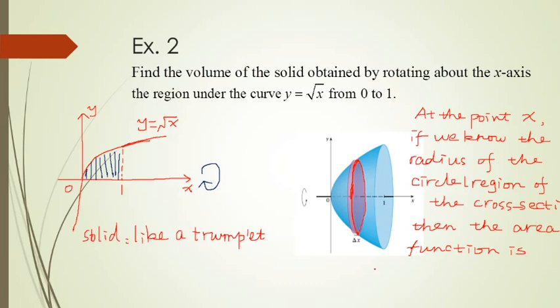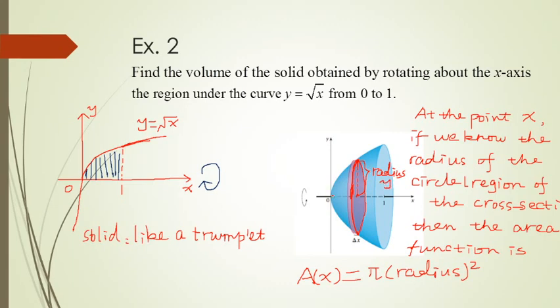is pi radius squared. By the way, here the radius is not always x. Like the previous example we did, it's y, so it's pi y squared. You need to check by yourself. Of course here, this height gives the radius, so the radius equals y. The radius is y, the height.